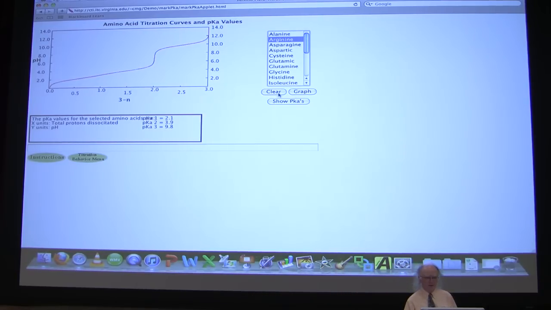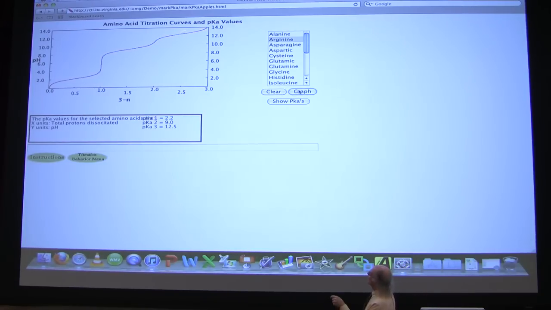Arginine's a little better. Let me clear that one. Here's arginine. You can see the three here. Here's one, two, here's three. With the three pKas, which two pKas would you average? You would have to calculate what the charge is at each place and assign that. I'm not going to go through that here. The TAs are going to show you that in the recitations. But you understand the concept. You have to get the two pKas on either side of the place where it's zero.